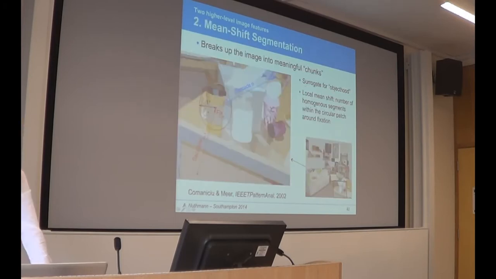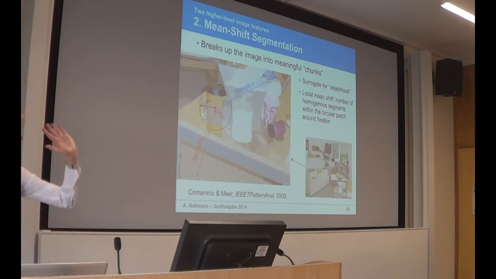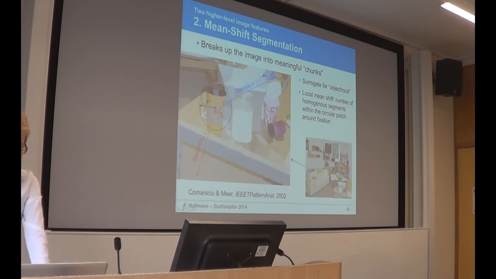And then my favorite one is mean shift segmentation. It's an old algorithm from computer vision. The goal of image segmentation is to break up the image into meaningful chunks, and it approximates the beginnings of an object-based representation. So how this would be analyzed is just to count the number of homogeneous regions in this patch as an index of mean shift. And you can think of this as approximating some semantic richness of the scene.